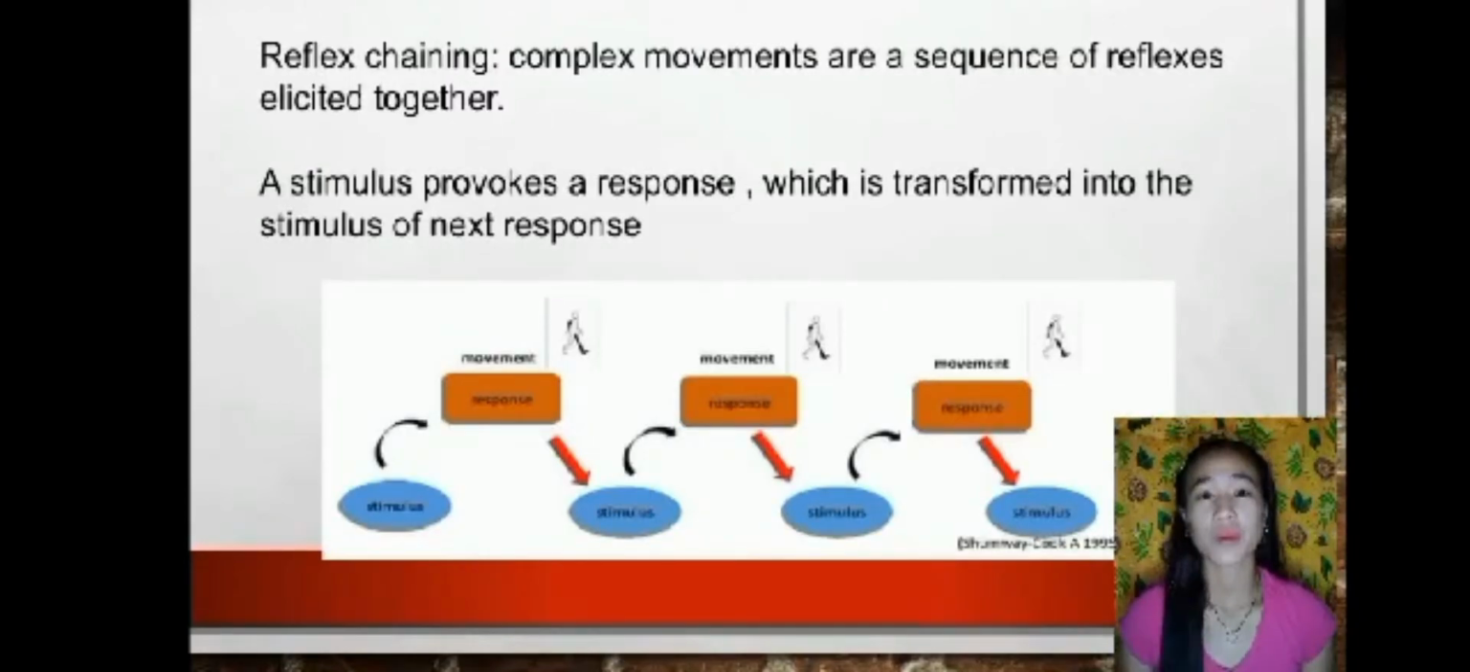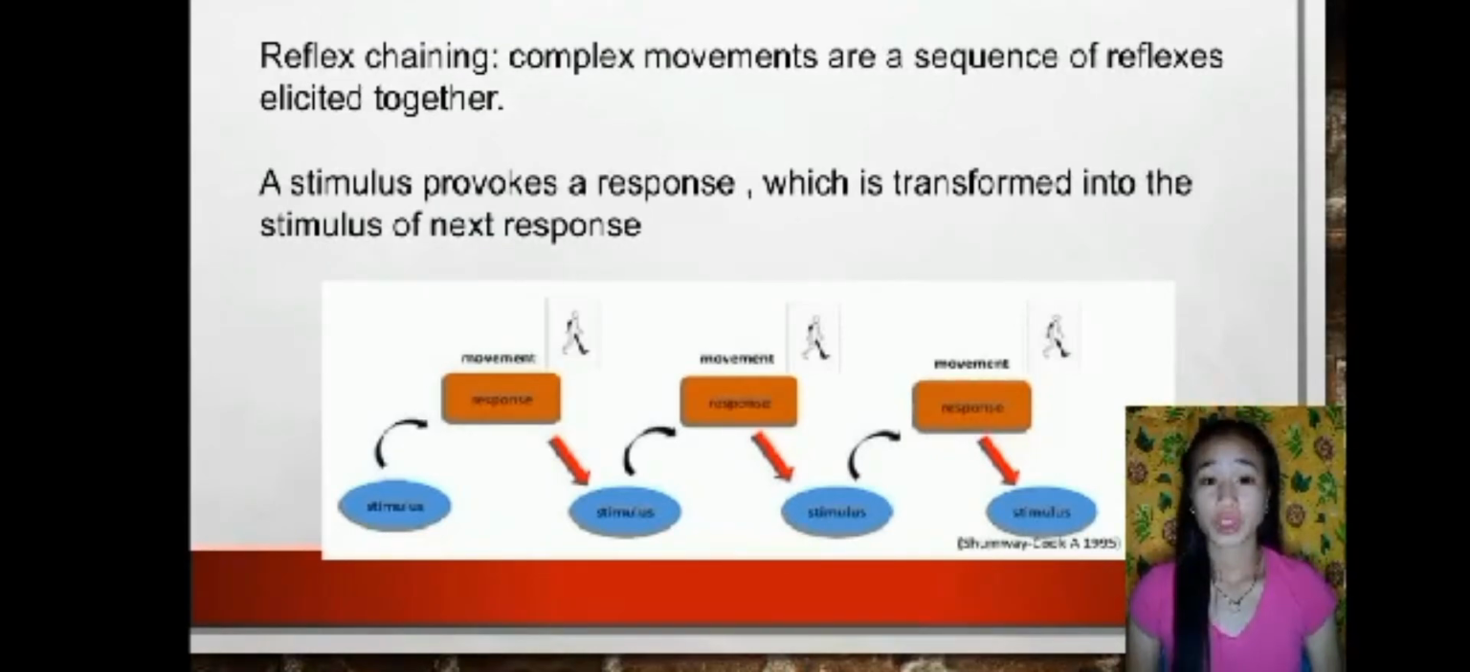Reflex chaining is a complex movement, a sequence of reflexes elicited together. According to Charles Sherrington, early 1900s, complex behavior movements is controlled by a series of chain reflexes. It uses sensory input to control motor output, stimulate good reflexes, inhibit undesirable or primitive reflexes. A stimulus provokes a response, which is transformed into the stimulus of the next response.